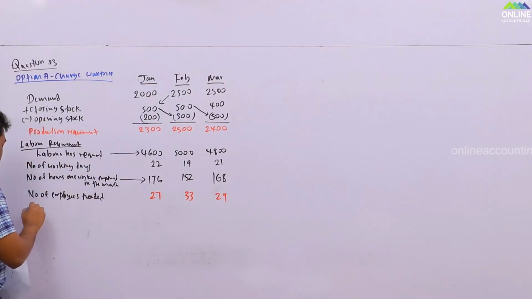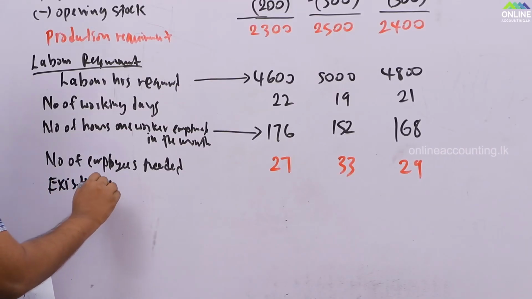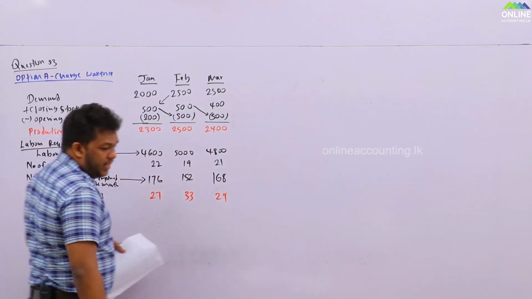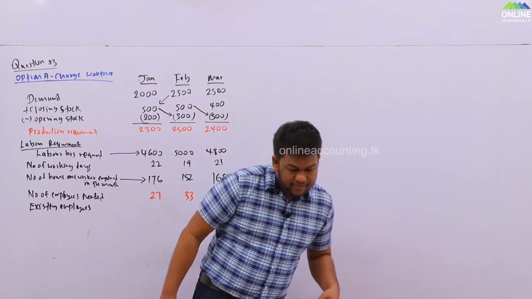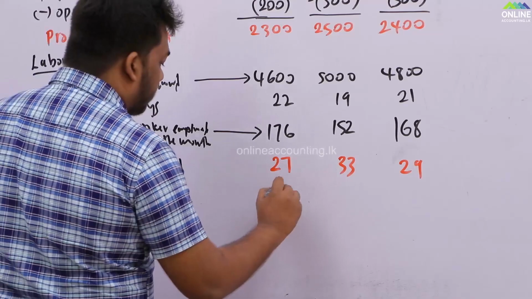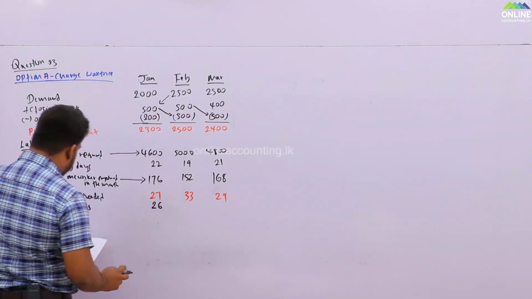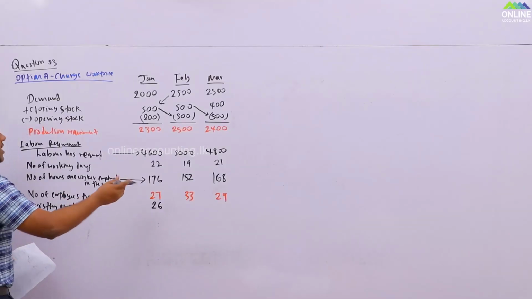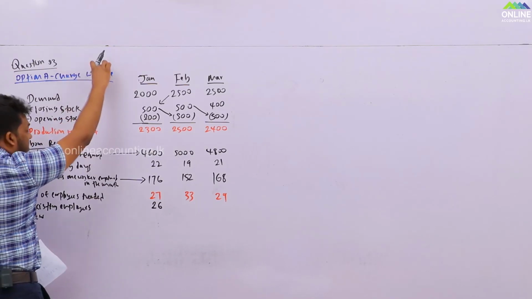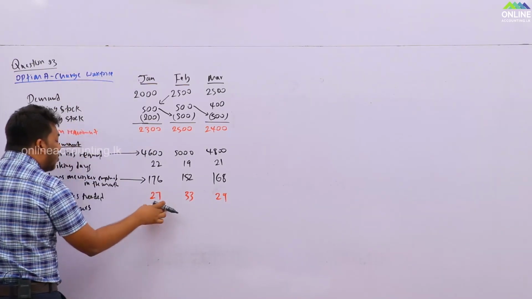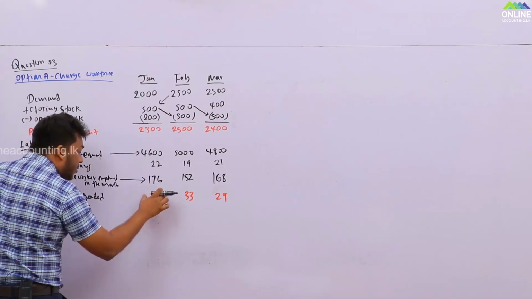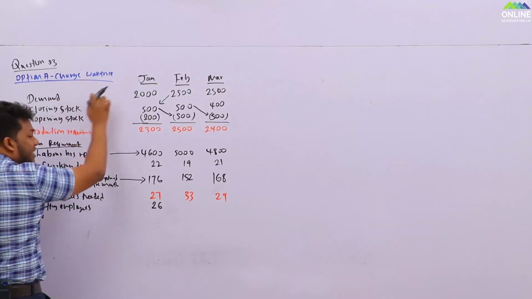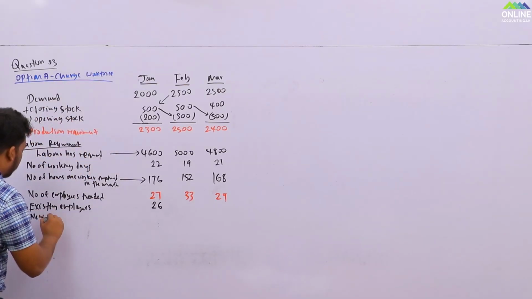Then see the existing employees. How many existing employees are there? The number of employees at the beginning is 26. So what they are doing is, option 1, change the workforce. Now they had 26. So to accommodate this 27, they are recruiting a new one, because they are changing the workforce. So they are new recruitment.